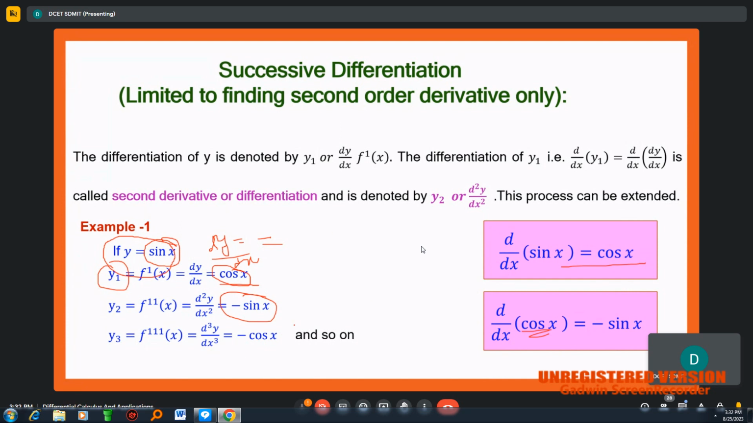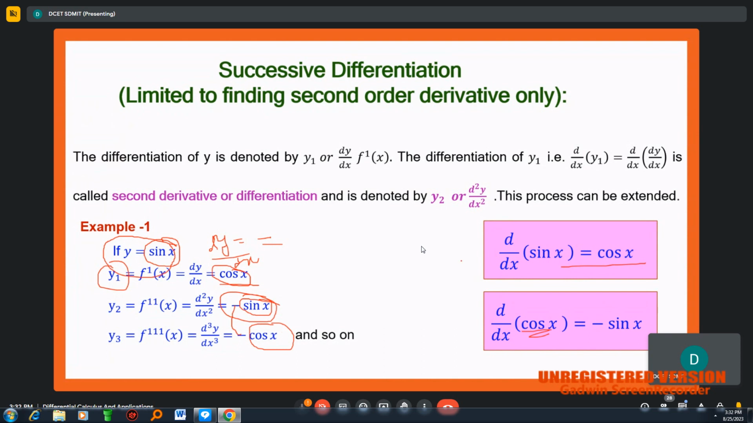Now y3 means third order derivative. Differentiation of the second order is third order differentiation, that is y3. y3 is equal to f triple dash of x is equal to d cube y by dx cube, like that we are denoting the third order differentiation. Now this minus is kept as it is. What is the differentiation of sin x? Differentiation of sin x is nothing but cos x.